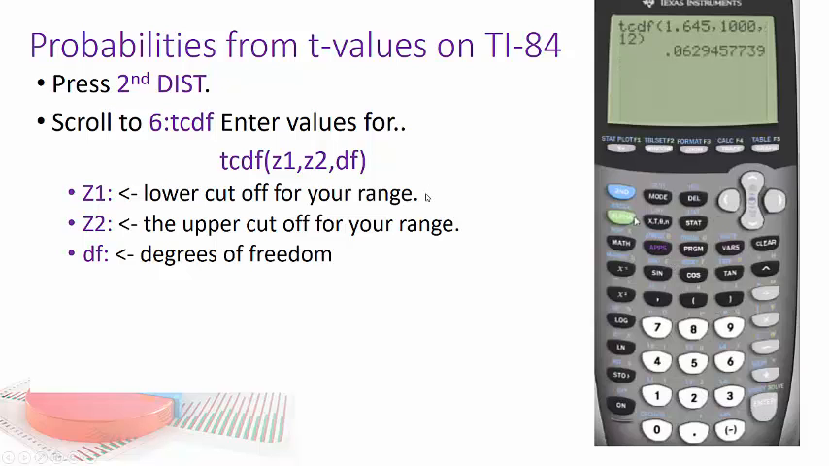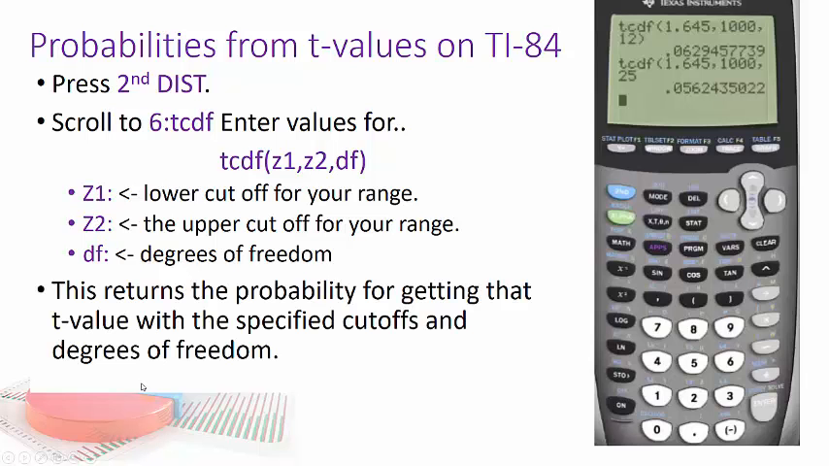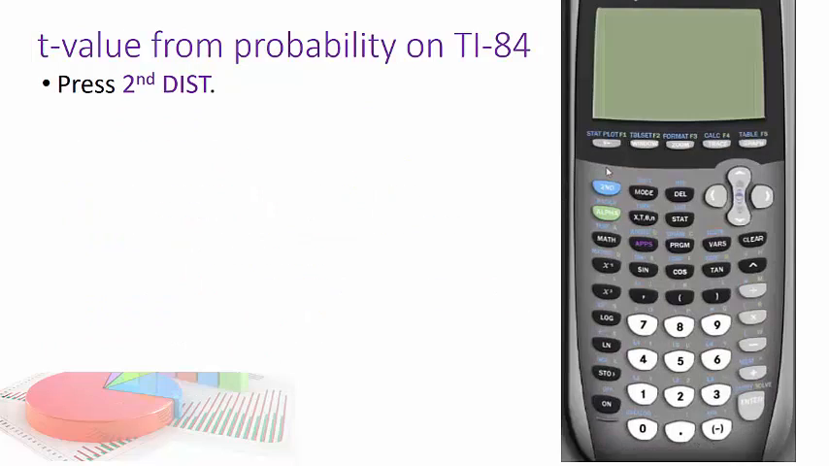Now you notice I got one value when I did 1.645 to 1,000, and I can do it for a different value, still with different degrees of freedom, 1.645 to 1,000, and now all I'm changing is my sample size to 25, and you can see I actually have a different probability. So your calculator does this, it will spit it out, and those are the steps, and you really should change these to t's. All right, so this returns a probability for getting the t-value with the specified cutoffs and degrees of freedom, okay?